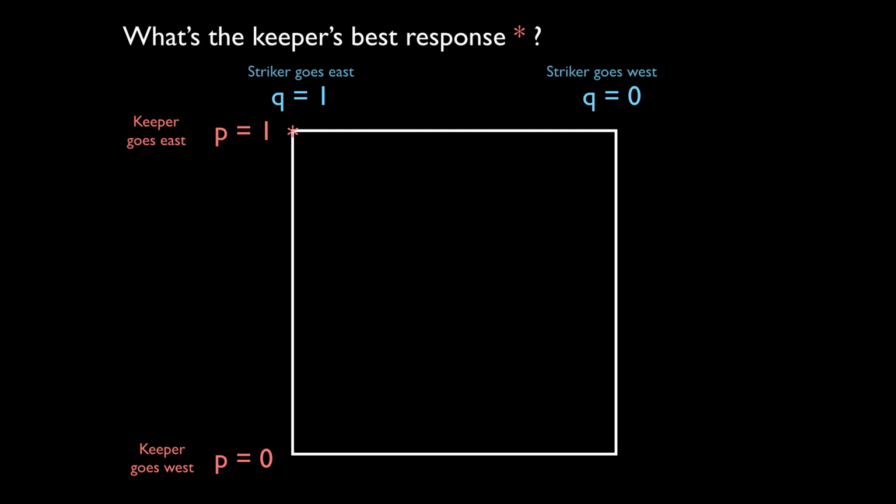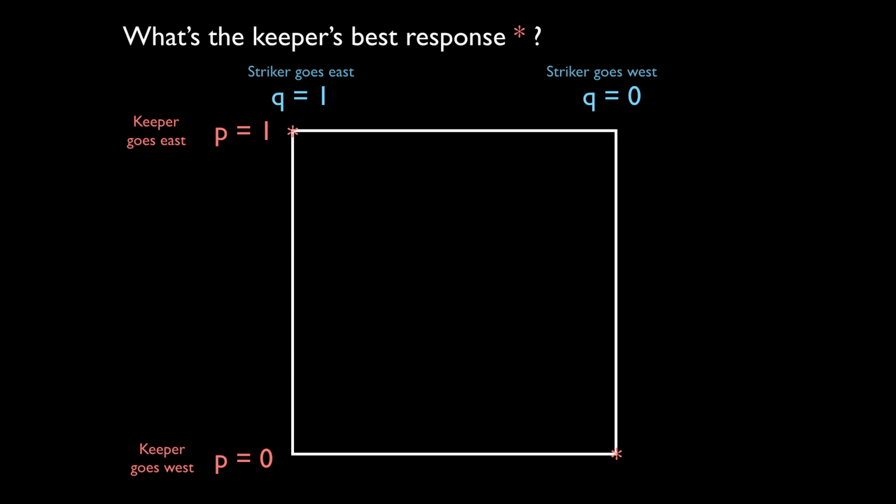Okay. What if the striker goes west? What is the keeper's best response? Go west, right? That corresponds to that one. Of all the things in here, the best thing for the keeper is that one. So let's put a little star there. What if the striker goes east 99% of the time? What's the best response for the keeper? The keeper will go east, right? All the time.